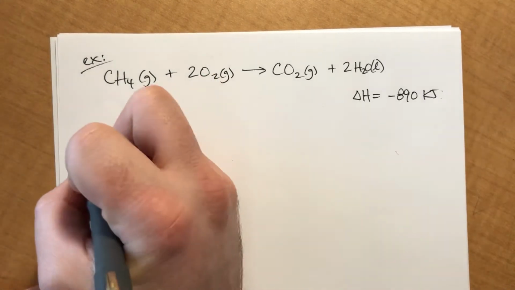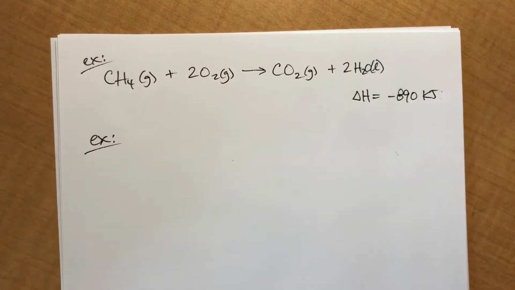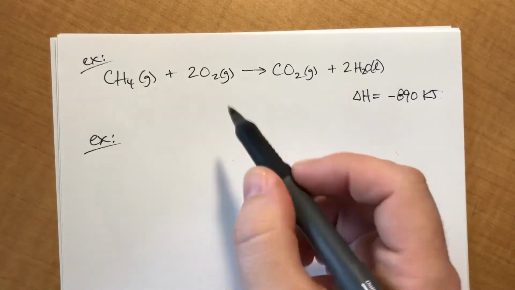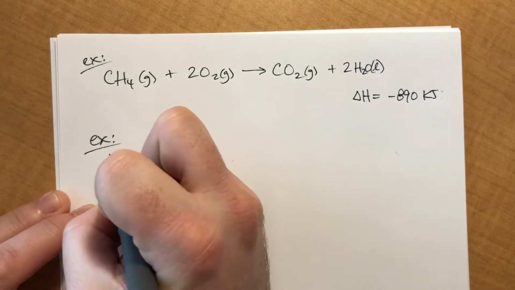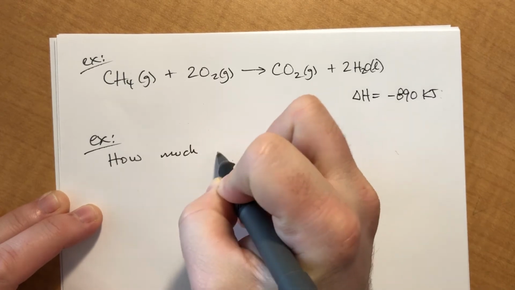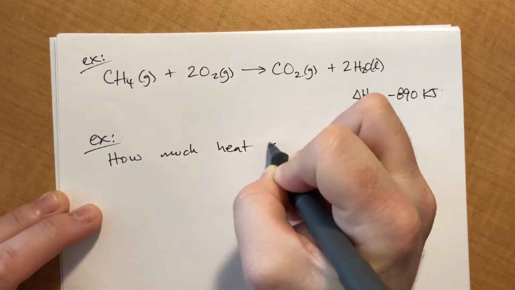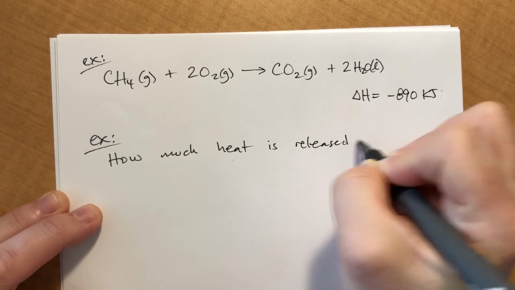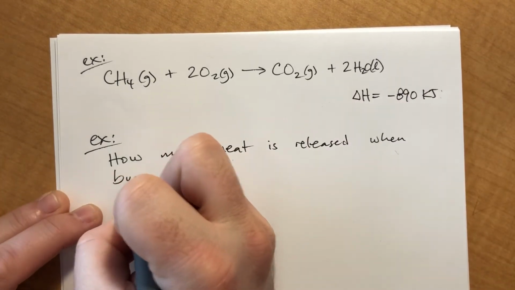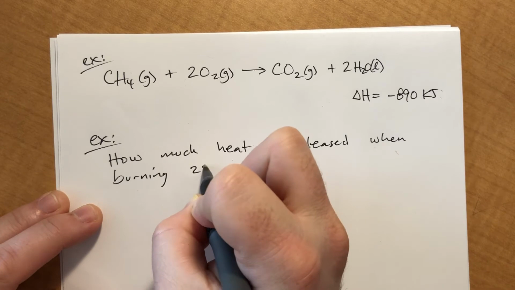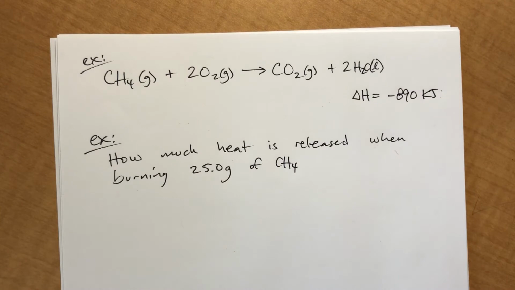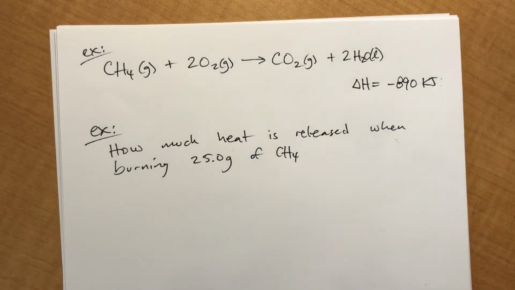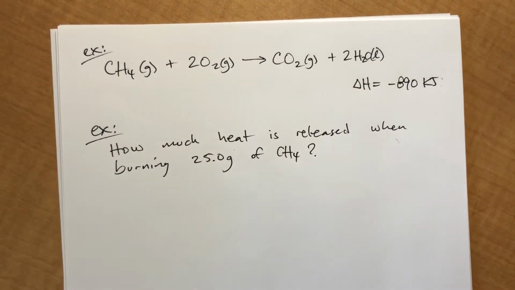Okay, so similar to the stuff we saw when we did stoichiometry, like limiting reactant problems, and when we did titrations, if you have starting amounts of these, you can actually figure out how much energy is going to be released. So we want to know how much heat is released when burning, I don't know, say 25.0 grams of CH4. Okay, so, question. All right, so how much heat is released?